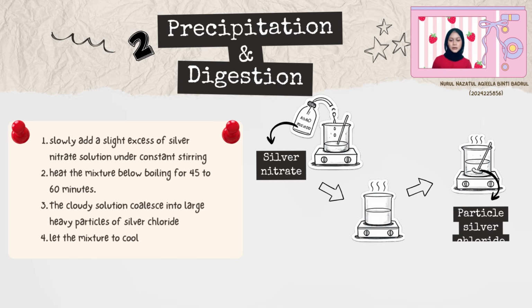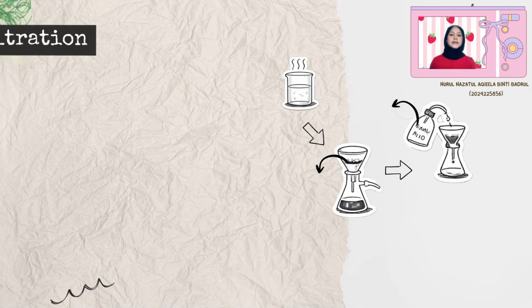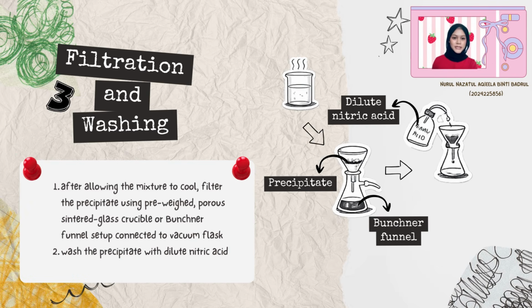During this process, you will observe the cloudy solution coalesce into large, heavy particles of silver chloride, leaving a clear supernatant liquid above them. Step 3 is filtration and washing. After allowing the mixture to cool, we filter the precipitate using a pre-weighed horizontal glass crucible or a funnel setup that is connected to a vacuum flask.